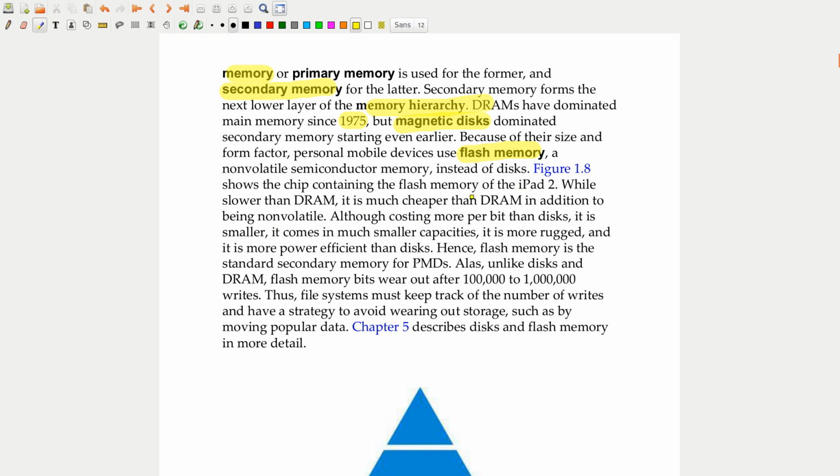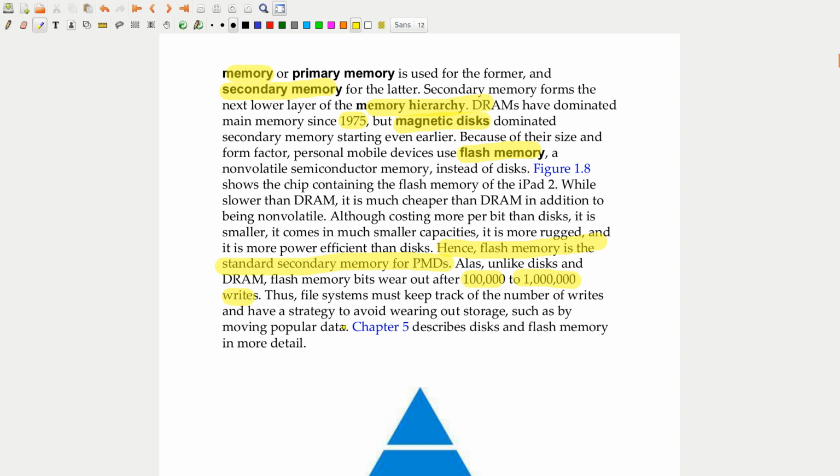While slower than DRAM, it is much cheaper than DRAM. So yeah, flash is slower than DRAM, much cheaper than DRAM. Flash memory is the standard secondary memory of PMDs, personal mobile devices. Alas, unlike disks and DRAM, flash memory bits wear out after 100K to 1 million writes. So that's bad. That introduces another thing to keep in mind with fault tolerance: we don't want to pathologically write to only a few bits because we're going to wear those out really quickly, and then we're going to have a limited space for where we can write our data after a while.